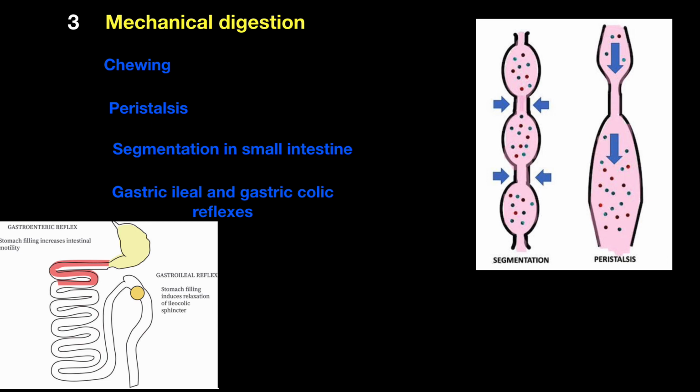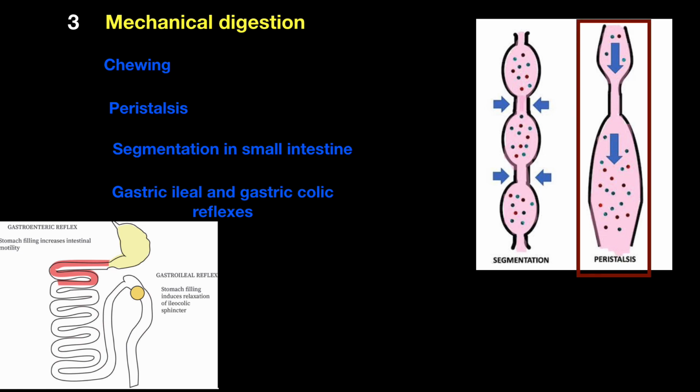Mechanical digestion is the third digestive process, which involves chewing, peristalsis, segmentation in small intestine, gastroileal and gastrocolic reflexes. Peristalsis is the series of wave-like contractions that occurs along the longitudinal muscles of GIT. Peristalsis helps to push the food along GI tract. But segmentation refers to the rhythmic contraction of circular muscles in digestive system, and it does not push chyme through GIT but mixes the chyme thoroughly and pushes the content against the mucosa to be absorbed.